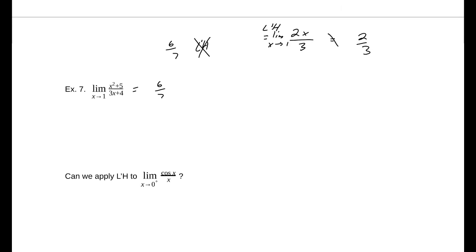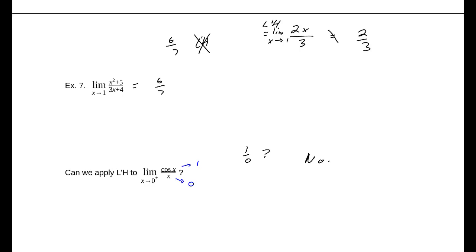Can we apply L'Hopital's rule to the limit as x approaches 0 from the right of cosine x over x? Well, if we evaluate at 0, or we see where that limit's going, the denominator is going to 0, and the numerator is going to 1. So this is a 1 over 0 case. So no, we cannot apply L'Hopital's rule here. In fact, the limit here is going to be infinity, because it's going to 1 over 0. But the answer to the question is no, L'Hopital's rule does not apply.